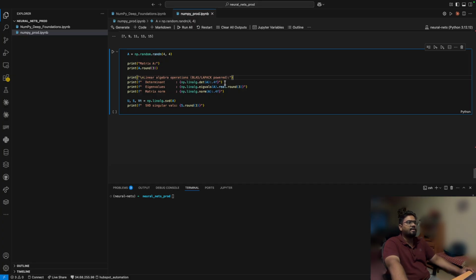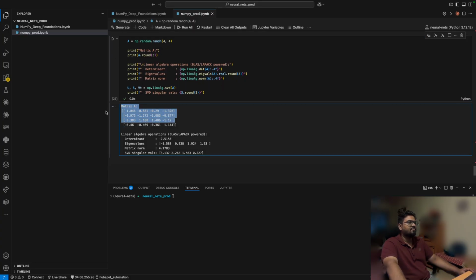So here we are finding the determinant. Here we are finding the eigenvalues. So you just look at this thing. It's just a small line of an API. numpy.linalg.eigvals(a).real, rounding again to 3 decimal places. Then a matrix norm. This is again a different concept. And then SVD, and then printing each of them.